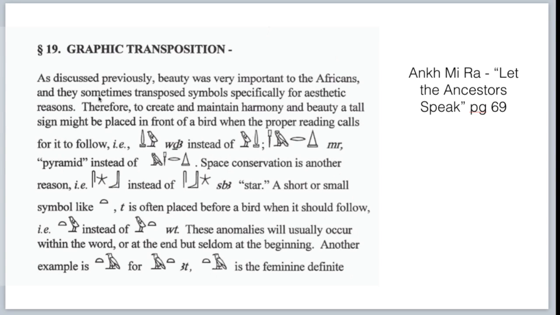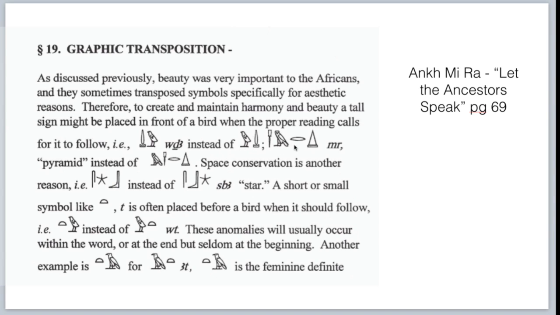He says, as discussed previously, beauty was very important to the Africans, and they sometimes transposed symbols specifically for aesthetic reasons. Therefore, to create and maintain harmony and beauty, a tall sign may be placed in front of a bird when the proper reading calls for it to follow. For example, wajah. This first symbol is really the ja part of wajah, and the quail chick is really the W part of it. But notice that the ja comes first. This is to make it aesthetically pleasing, to make it look like an imaginary rectangle or square. So he says this, they usually do it this way instead of this way.